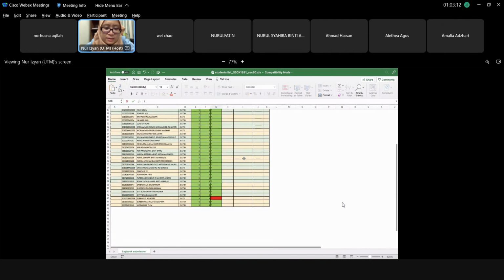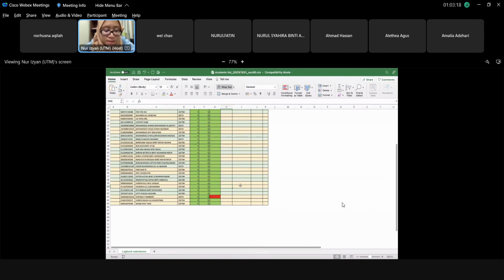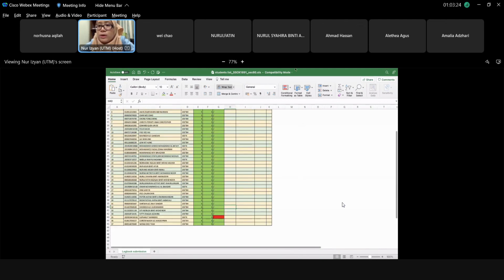Okay, I think we've done for today's lab. So again, Supaklit, please submit your logbook as soon as possible. Before we end our lab session, do you have any question to ask regarding this experiment 3?